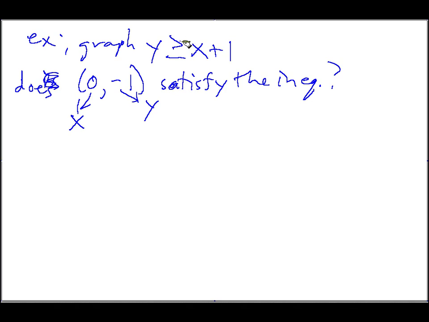So let's plug it in. -1 for y, greater than or equal to, there's my inequality here. X is 0 plus 1. So -1 greater than or equal to 1. Well, that's going to be false, as you can see, because -1 is not greater than 1, and it's certainly not equal to 1. So that's going to be false. Does this point satisfy the inequality? The answer is a resounding no.